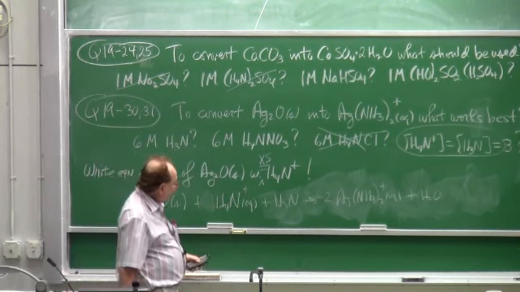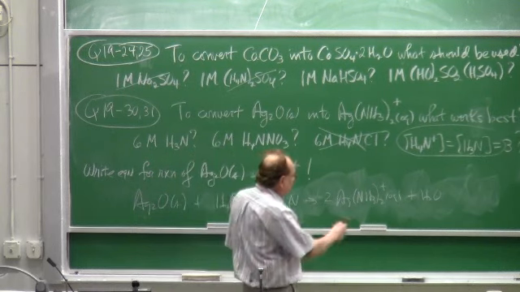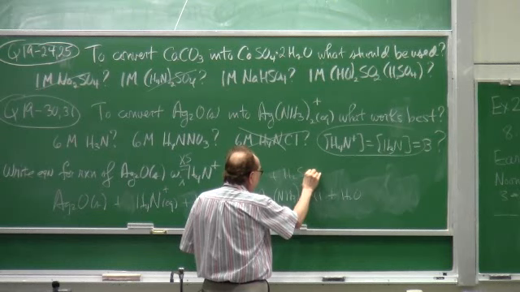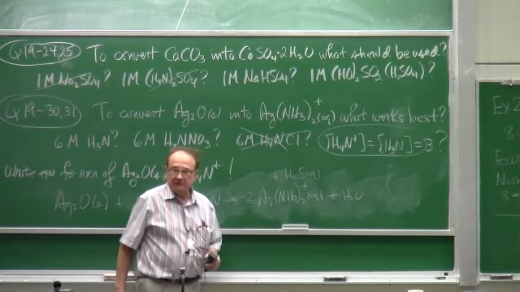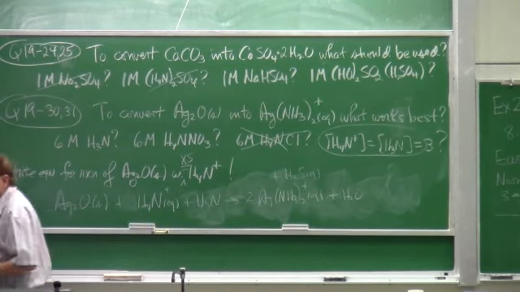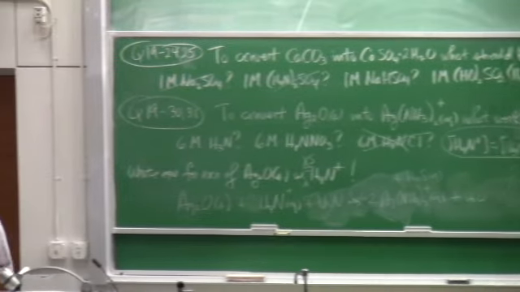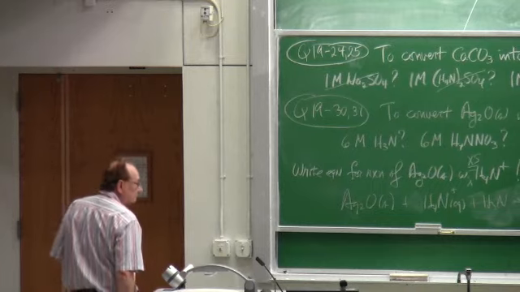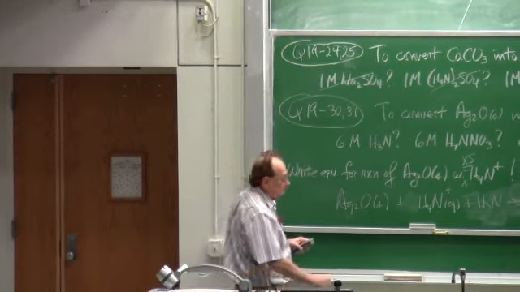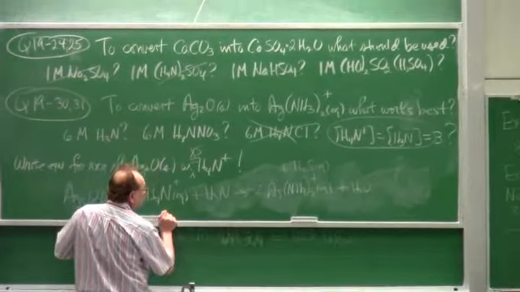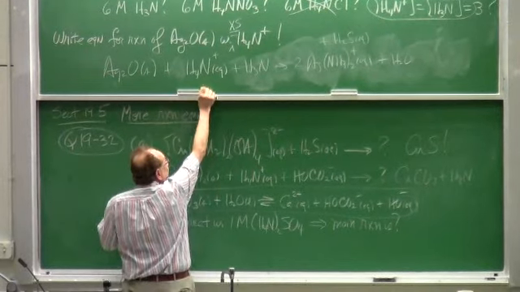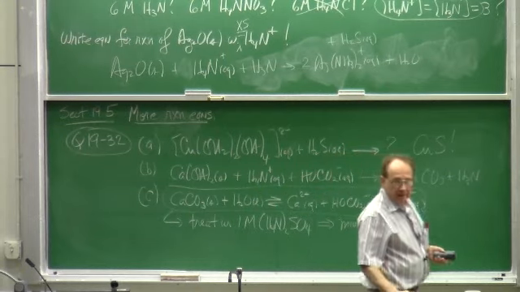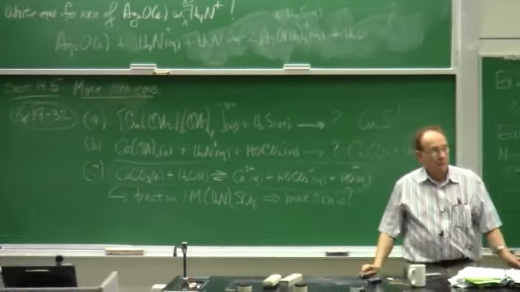But now after creating all this silver ammonia complex ion, I'm going to treat this system with hydrogen sulfide, H2S. What do you think will happen? What will happen?